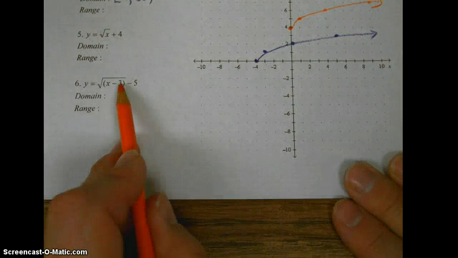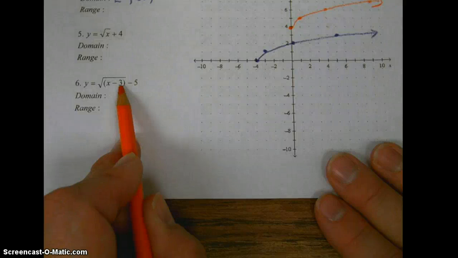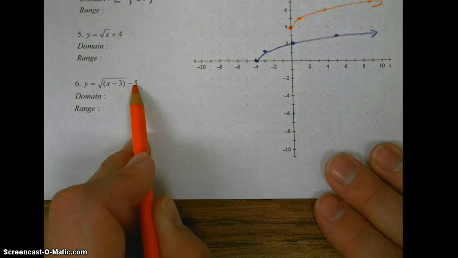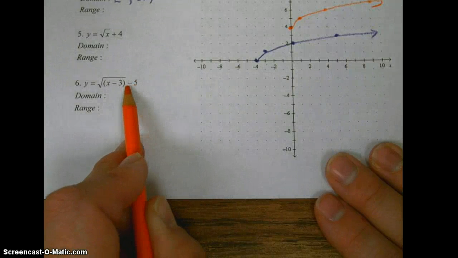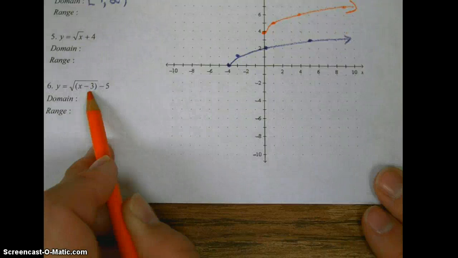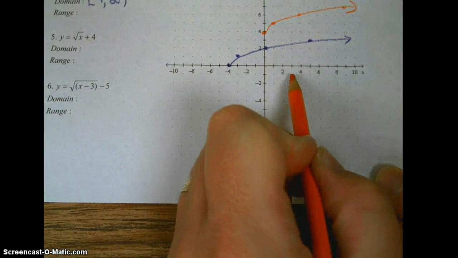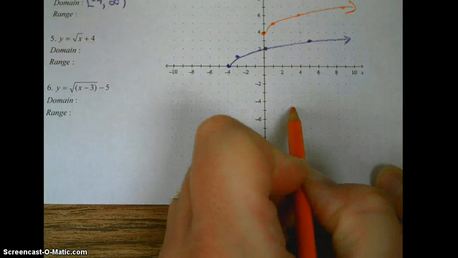Alright, here we have, what do you think? 3 units to the right, 5 units down, correct. So 3 to the right, 1, 2, 3, 5 units down, 1, 2, 3, 4, 5.